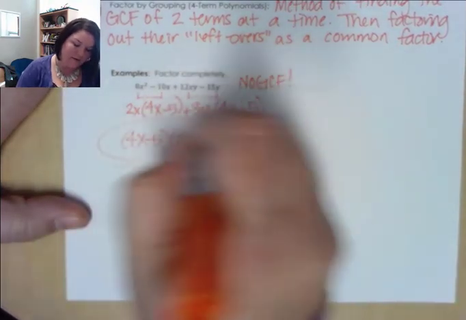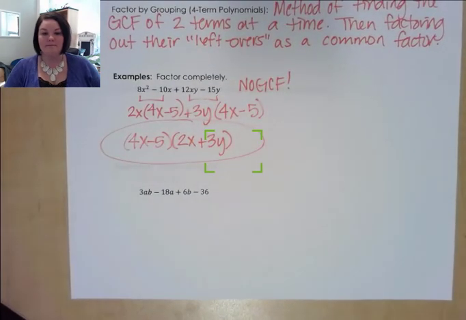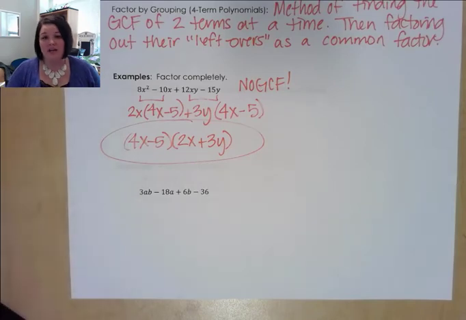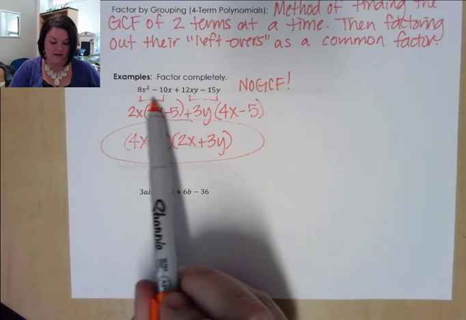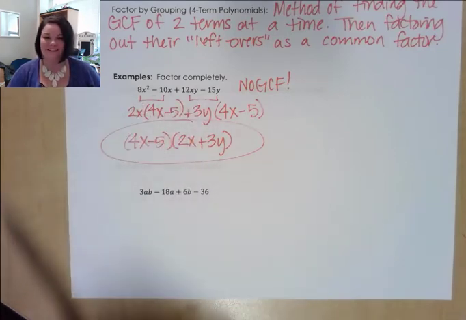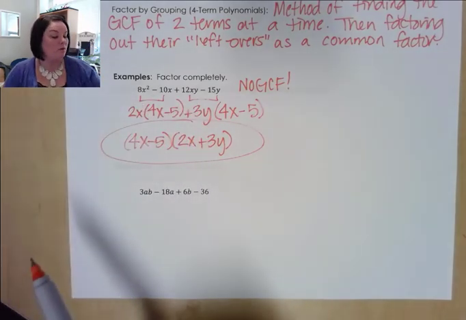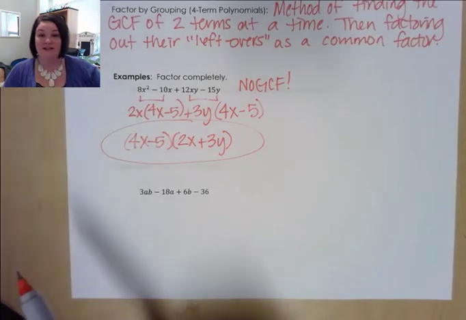And now I am completely simplified, okay? All right, so now that I'm completely simplified, that is my answer. If you want to check your answer, all you have to do is just redistribute this back out and see if you end up with the terms you had here, okay? All right, let's look at one more, and then I will have y'all try some, okay?